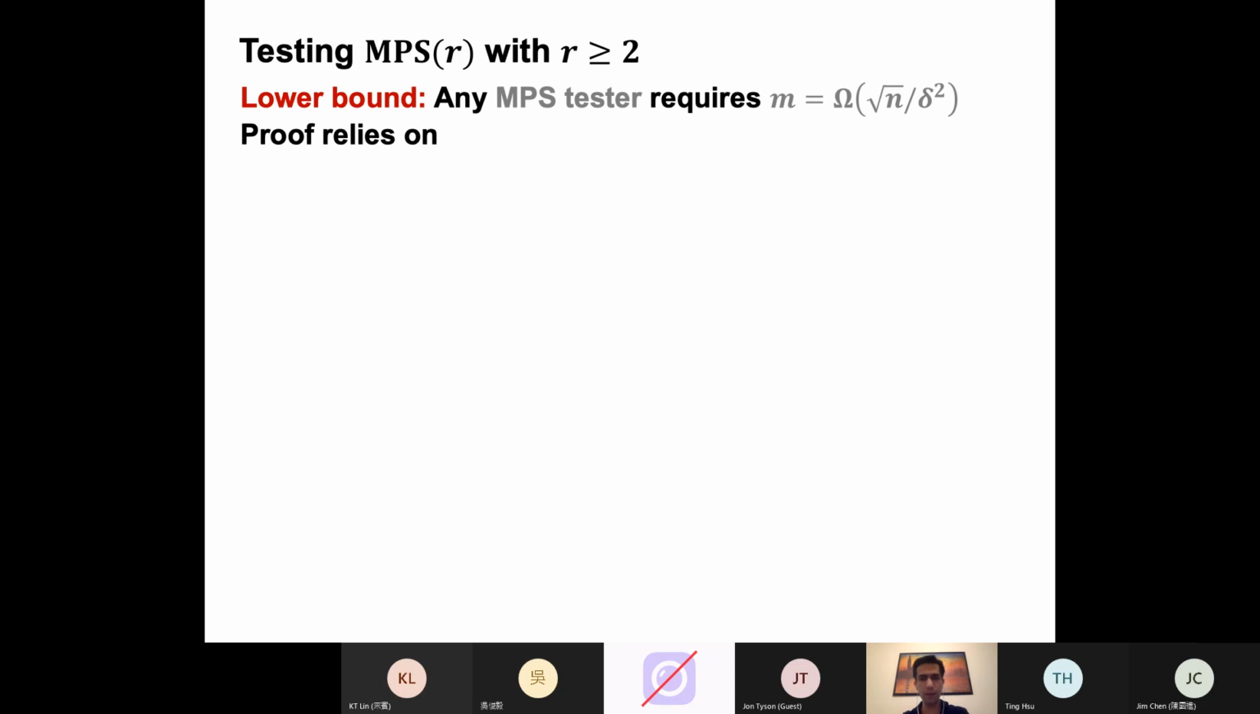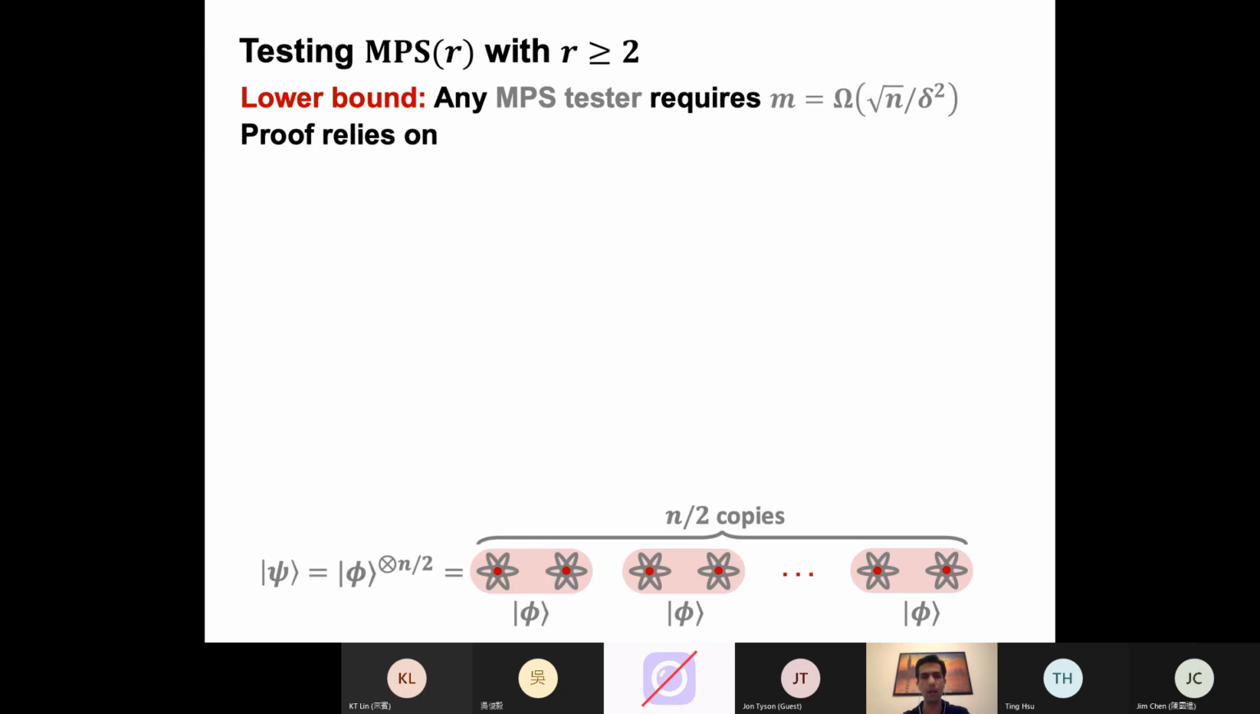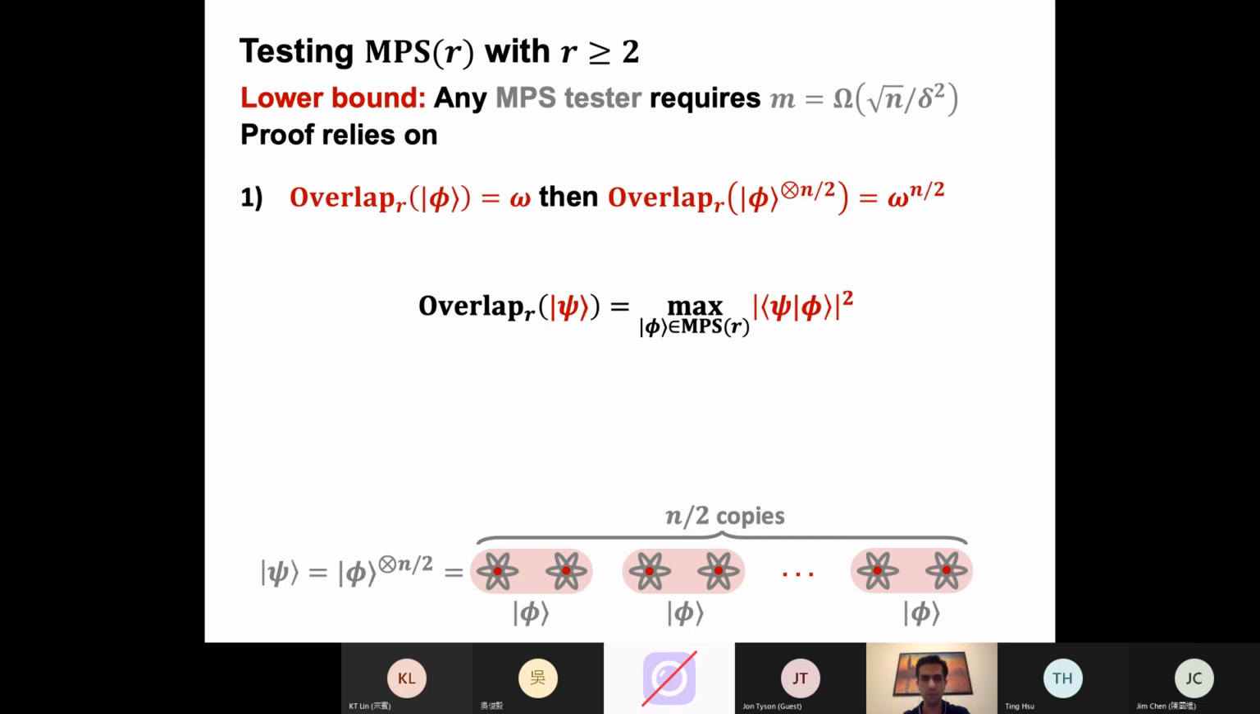And the proof of the lower bound is somewhat subtle. I'll just show you a brief sketch here. Our hard example is the following state psi, which consists of a tensor product of 2 qubit states phi. And one nice thing about this state is that we can provably bound its distance to MPS.